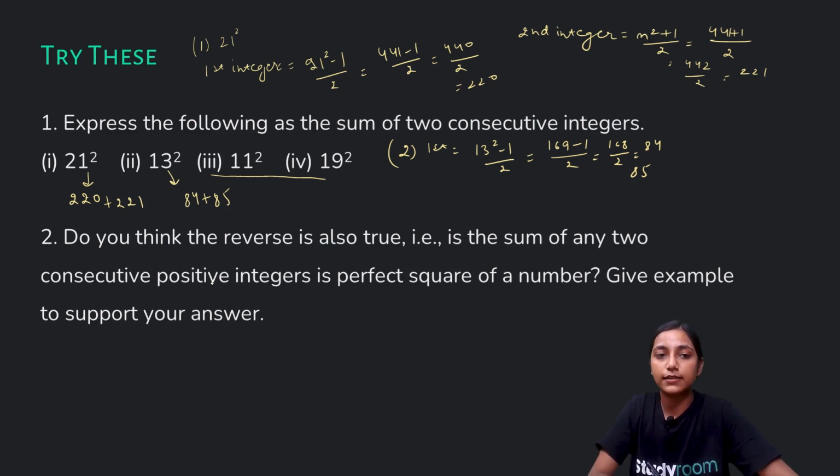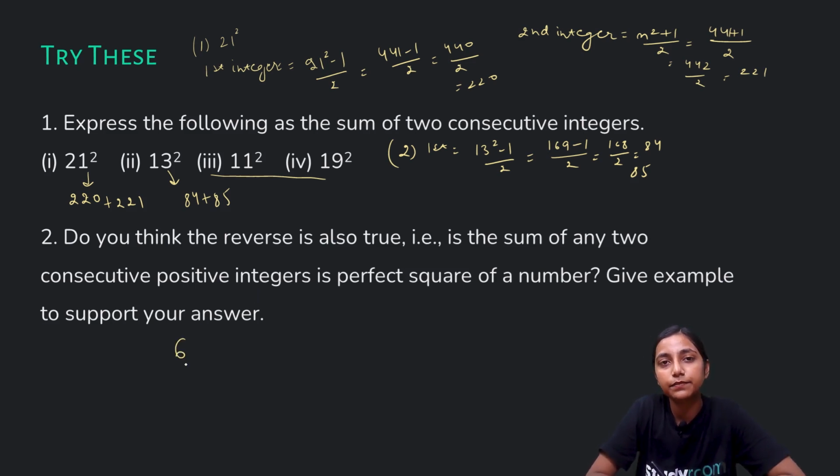What does the second part say? Now, the second part is asking, do you think the reverse is also true? Is the sum of any two consecutive positive integers a perfect square of a number? Is it so? Give an example to support your answer. So it's asking that we know this is true in one direction, but is the reverse also true? Is the sum of any two positive consecutive integers a perfect square of a number?